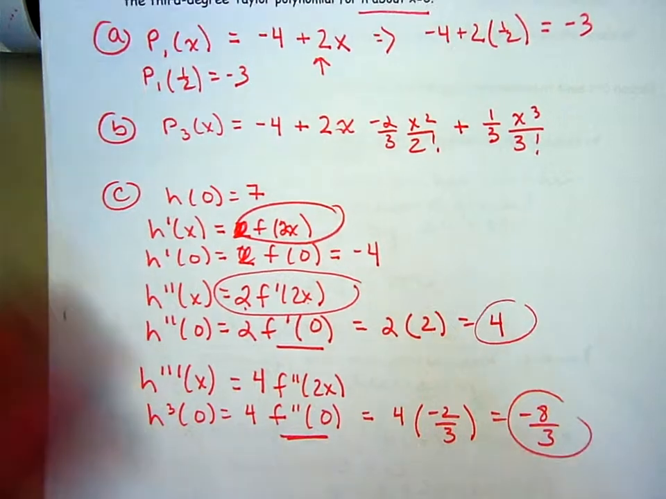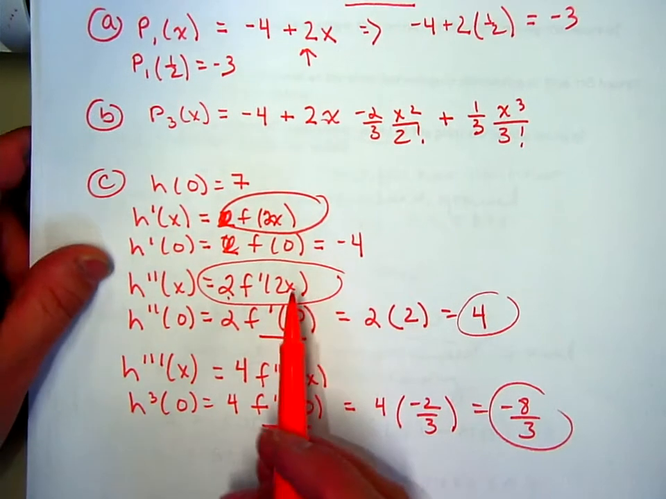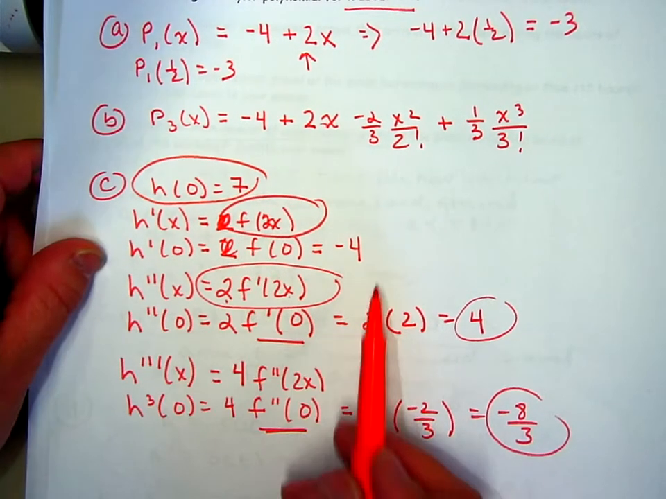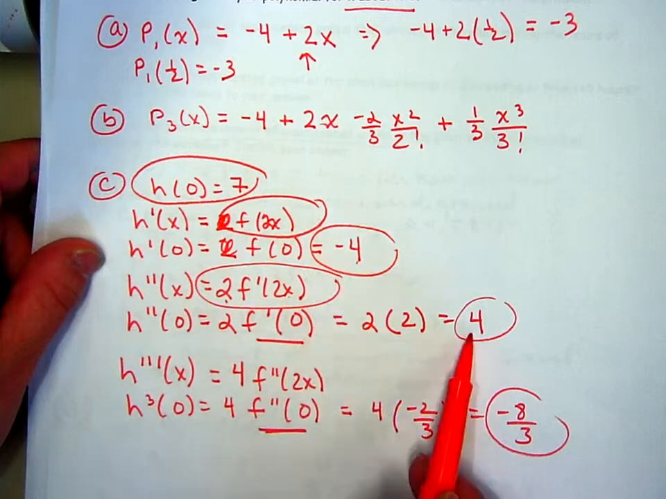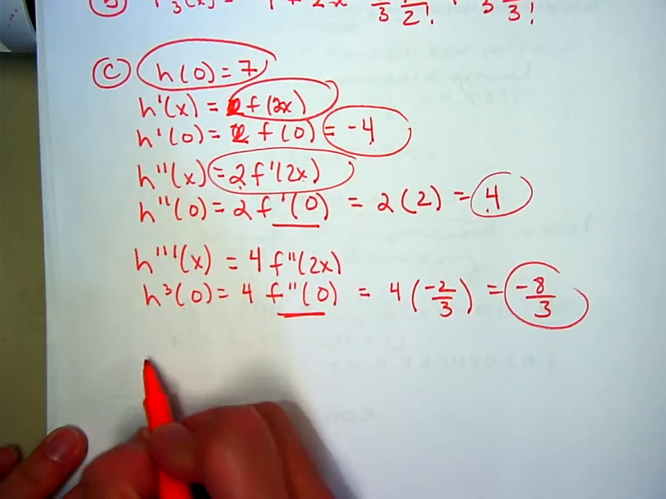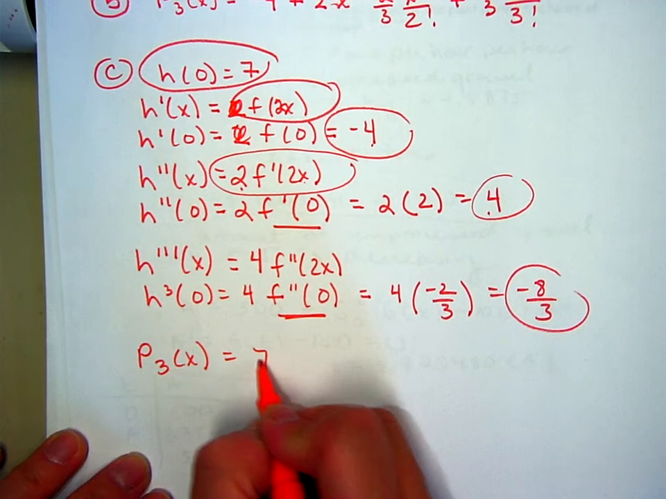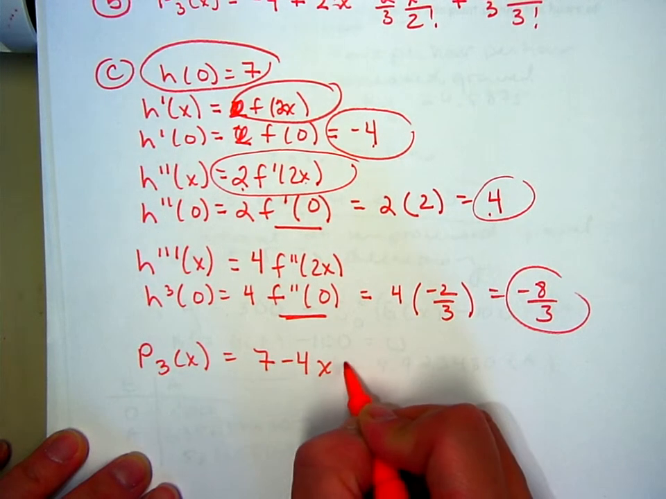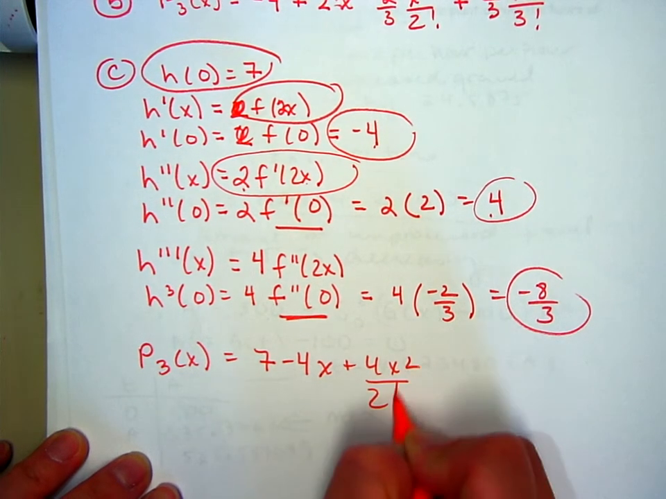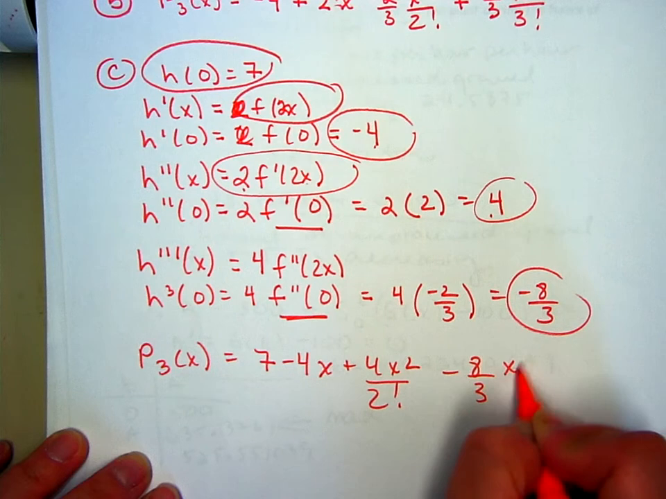So using all the values that I came up with, h of 0 is 7. H prime of 0 is -4, 4, and -8/3. I can create my polynomial. So the third degree polynomial that approximates h is 7 minus 4x plus 4x squared over 2 factorial minus 1/3 x cubed over 3 factorial.